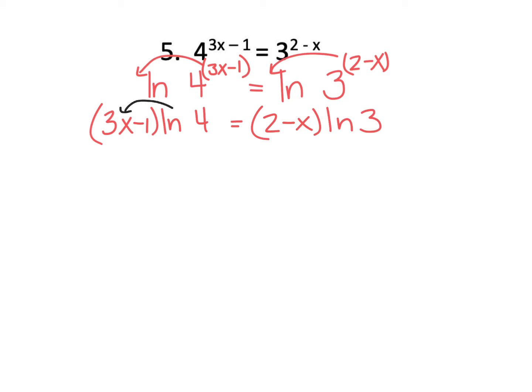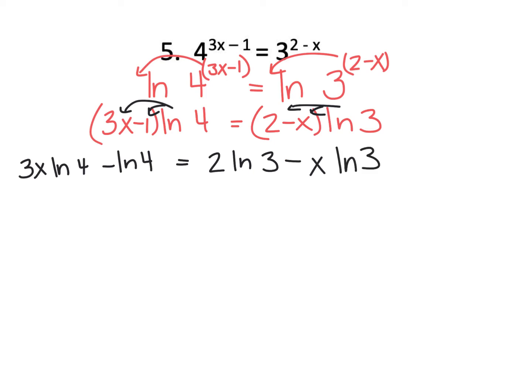So I'm going to distribute the ln of 4 to both, which gives me 3x times the ln of 4 minus the ln of 4 is equal to, now I'm going to distribute the ln of 3, 2 times the ln of 3 minus x times the ln of 3. Right? So now my goal is to get everything with an x on the same side and my constants to the opposite. So my values with an x are highlighted in yellow and highlighted in blue would be my constants.